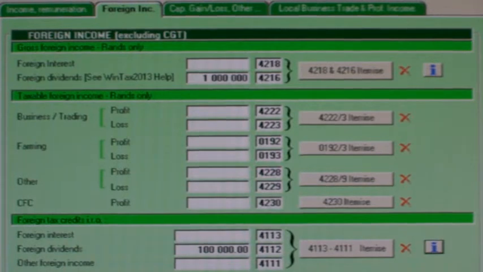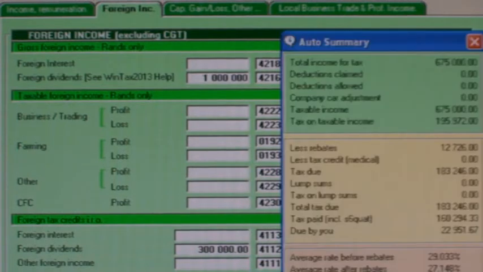What about a case where even more tax was deducted offshore? What if the dividends were taxed at 30% at source overseas? There I've changed the code 4112, tax deducted offshore, from 100,000 to 300,000. And I've superimposed the auto summary, so we can immediately see that our due by you has decreased, but it is still a substantial 22,951.